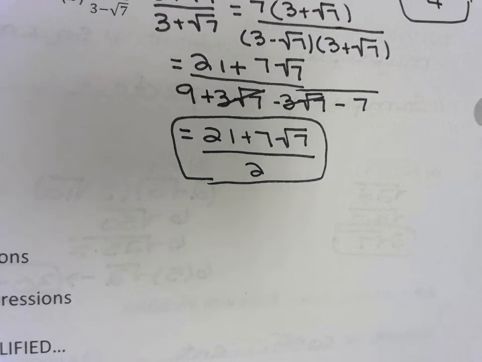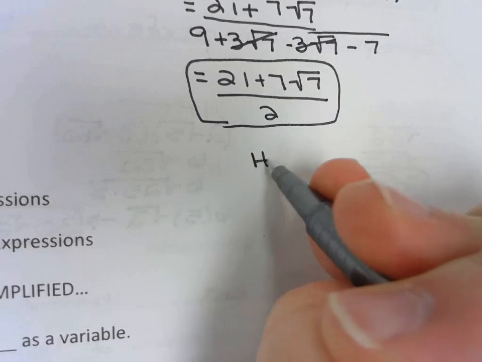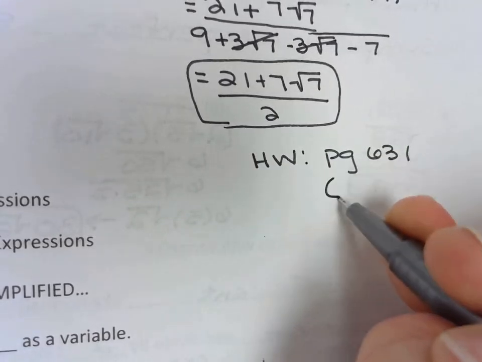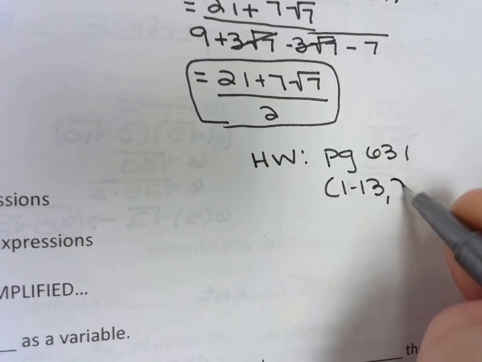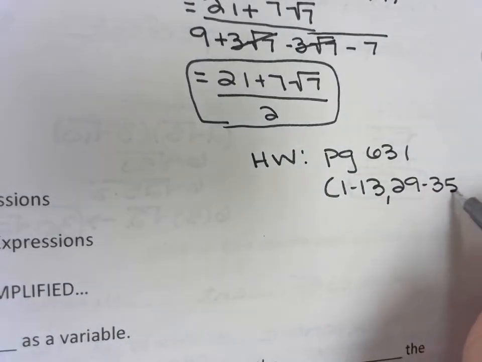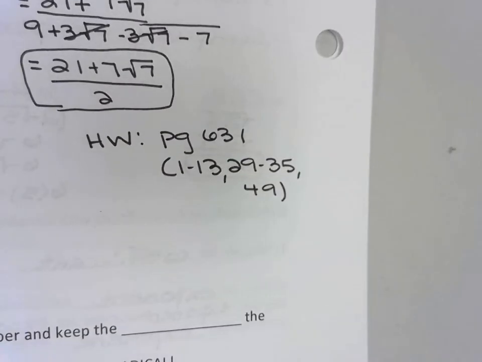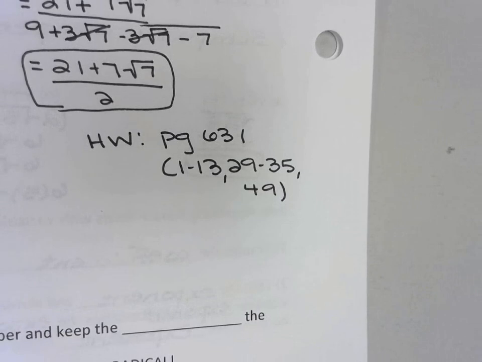Okay, so homework is going to be page 631, 1 through 13, 29 through 35, and 49. Let me double check on that. Make sure that's where I want to give you. So 631, the odds. The nice thing about going back to the book is the odds are in the back, so you can check your answers.